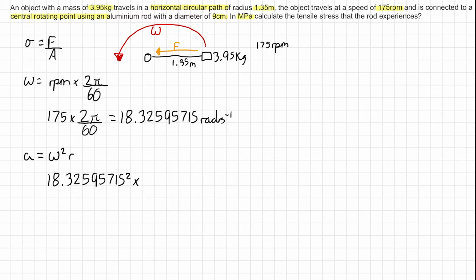Remember to square it, times by the radius, and that's the radius of the path and not of the rod, which is 1.35, which then gives us an answer of 453.3849524. Again, remembering not to simplify it. And now that we've got the centripetal acceleration, we're allowed to calculate that centripetal force.